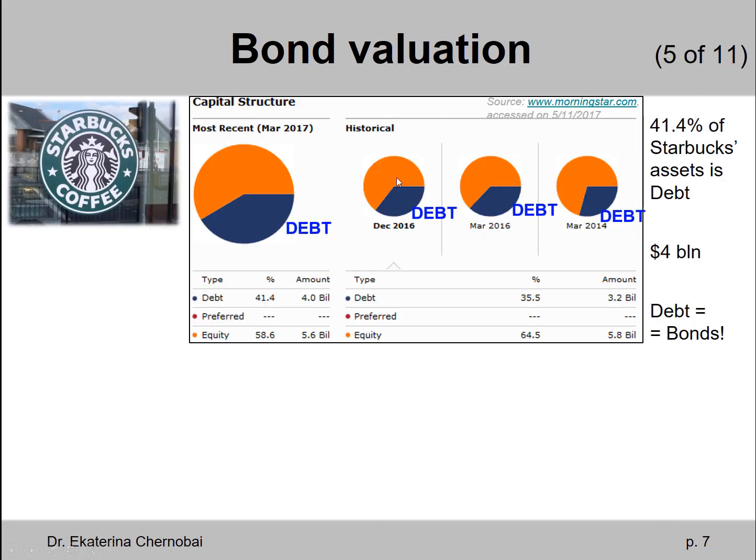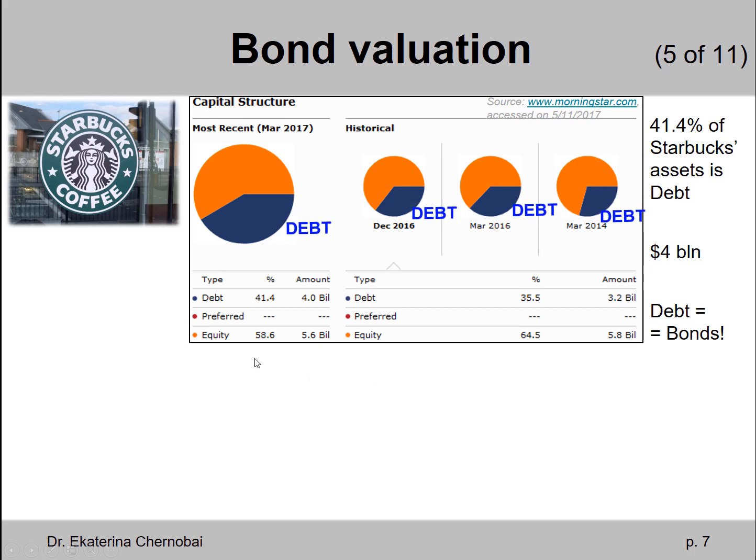So this is also something I found on morningstar.com. It's also a little bit old, about a year or so old. It shows the capital structure of Starbucks for that time. The orange area reflects what is known as equity, and the dark blue area reflects the amount of debt. So this figure shows that in March 2017, the proportion of debt, how much money Starbucks owes to others, is a little over 41% of the total money that it has on its hands.